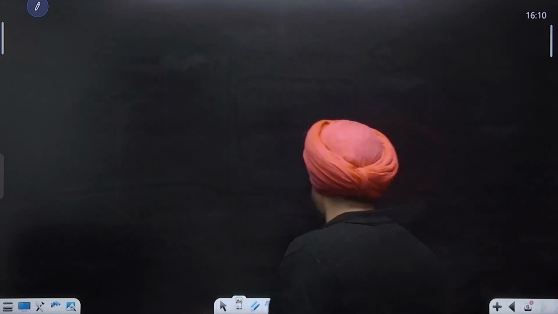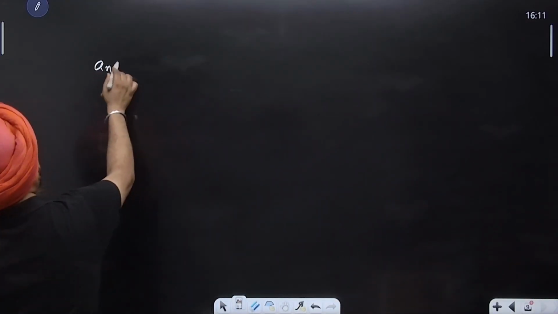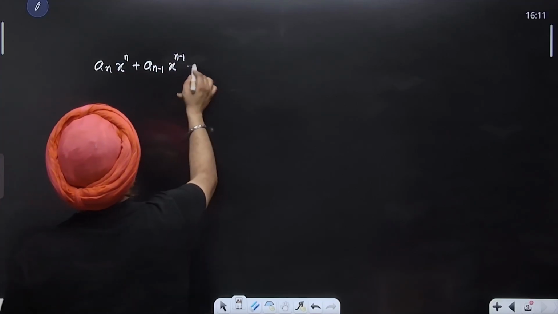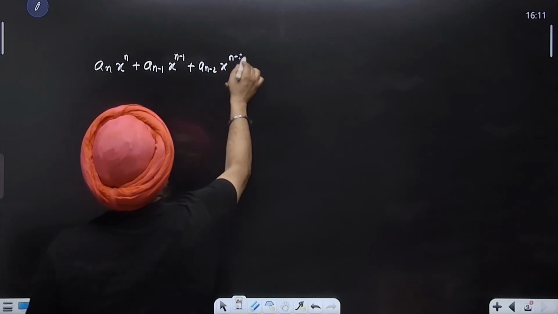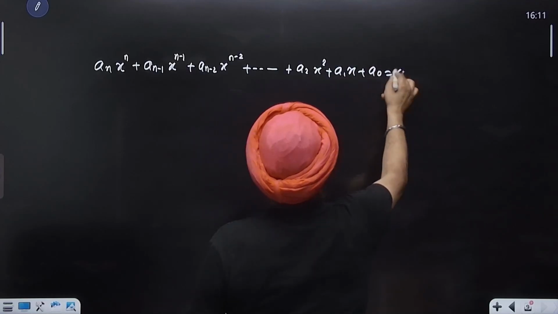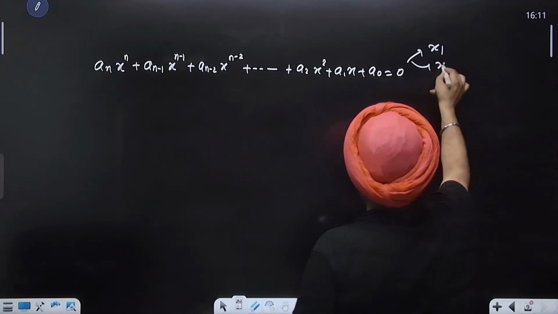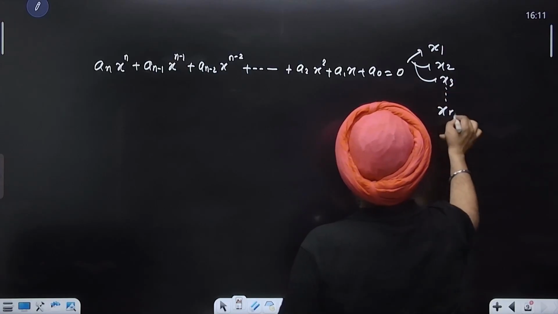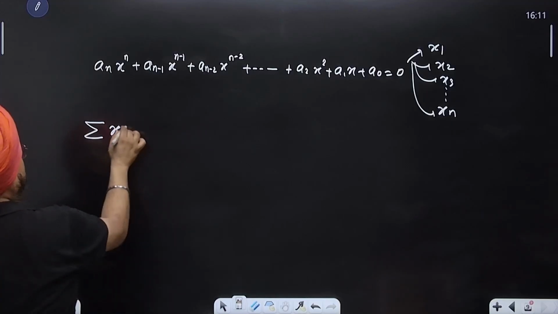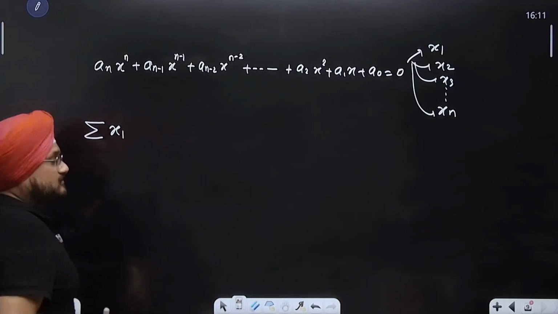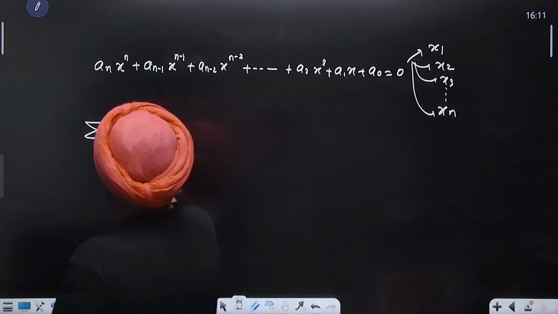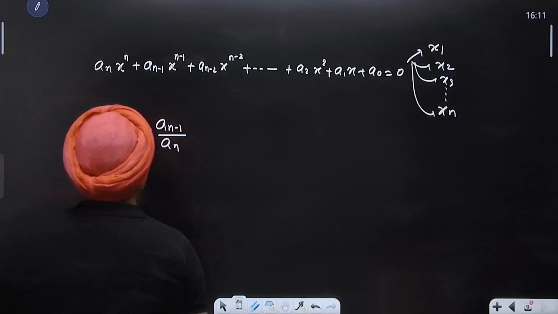We can write this for an nth degree equation as well. Let's say the equation a n x to the power n and so on has roots x1, x2, x3, up to xn. The sum of the roots, summation xi, denotes the sum of roots. This will be minus a n minus 1 upon a n.